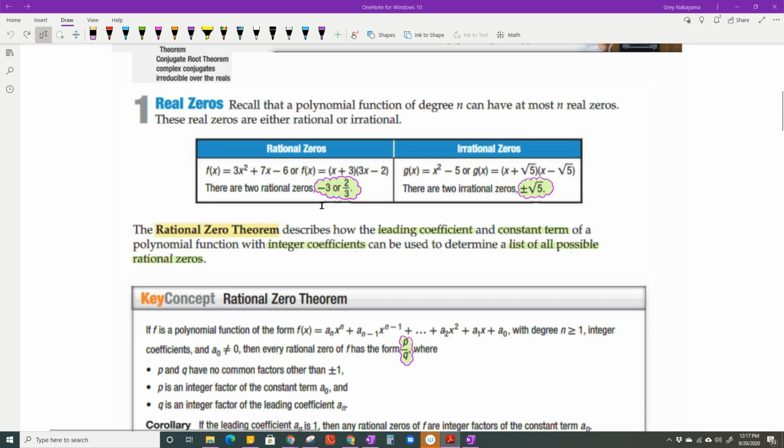The rational ones are the ones that are integers as you know them, or fractions. A rational number is any number that can be written as a ratio of two integers. Okay, it's also a decimal that terminates or repeats.